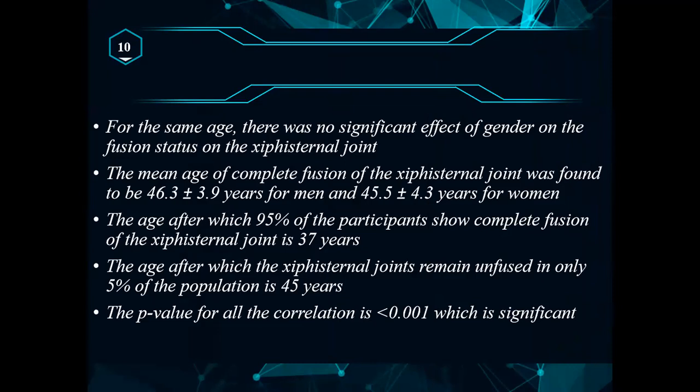The mean age of complete fusion of the joint was found to be 46.3 plus or minus 3 years for men and 45.5 plus or minus 4 years for women. Age after which 95% of the participants show complete fusion is 37 years. On the contrary, the age up to which the joint remains unfused in only 5% of the population is also noted. The p-value for all the correlations is less than 0.001, which is significant.